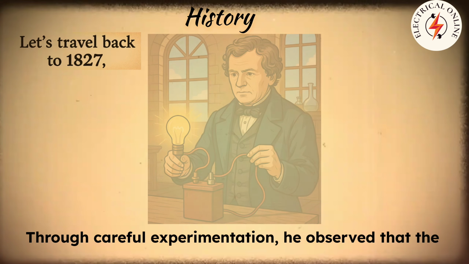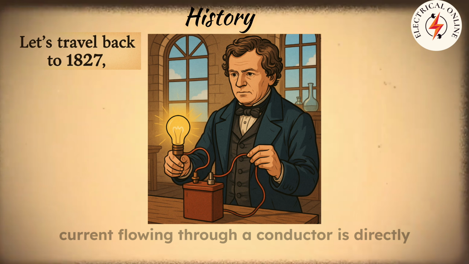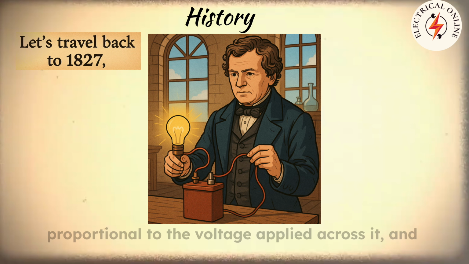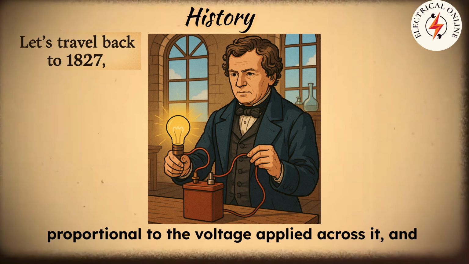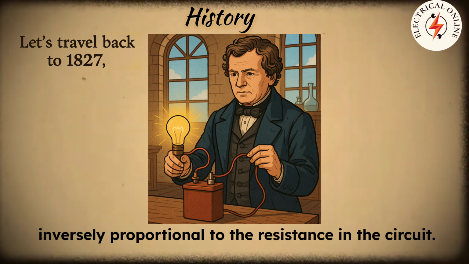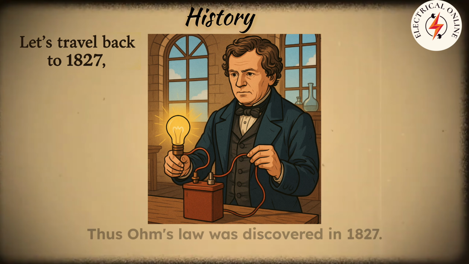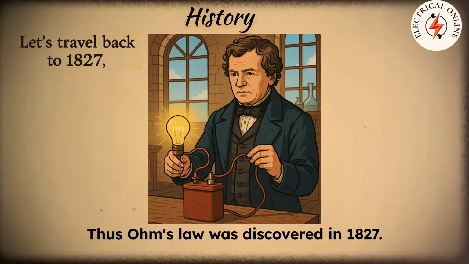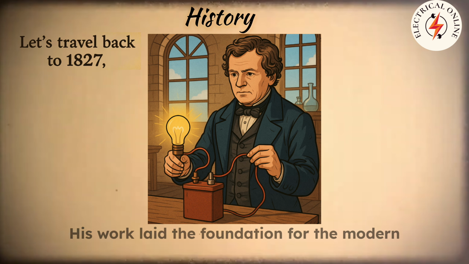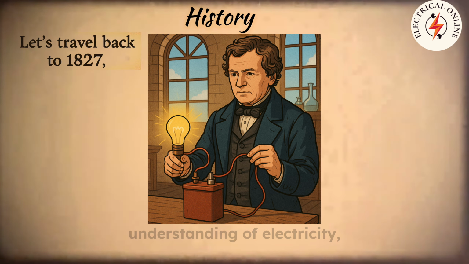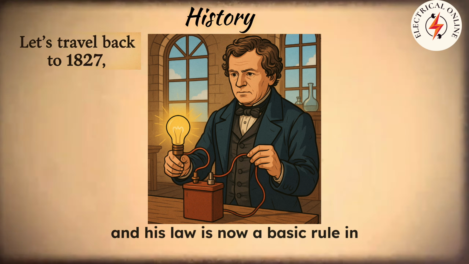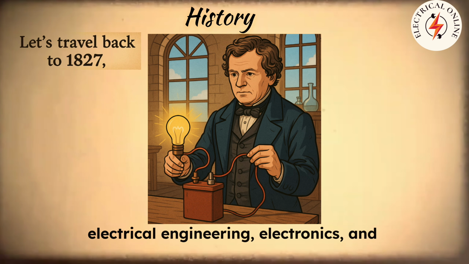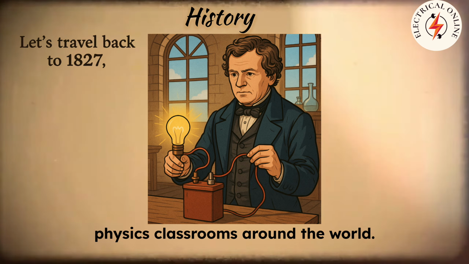Through careful experimentation, he observed that the current flowing through a conductor is directly proportional to the voltage applied across it, and inversely proportional to the resistance in the circuit. Thus Ohm's law was discovered in 1827. His work laid the foundation for the modern understanding of electricity, and his law is now a basic rule in electrical engineering, electronics, and physics classrooms around the world.